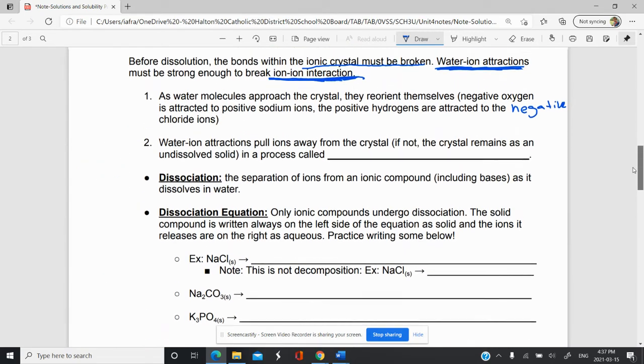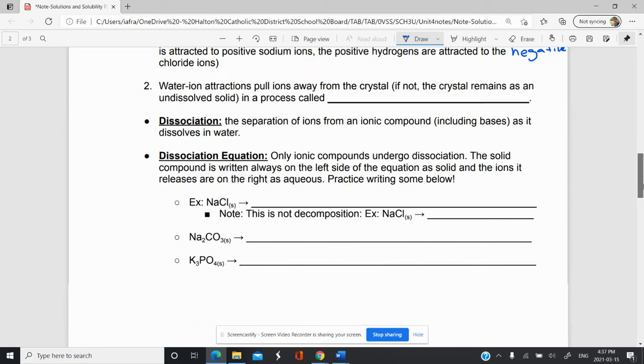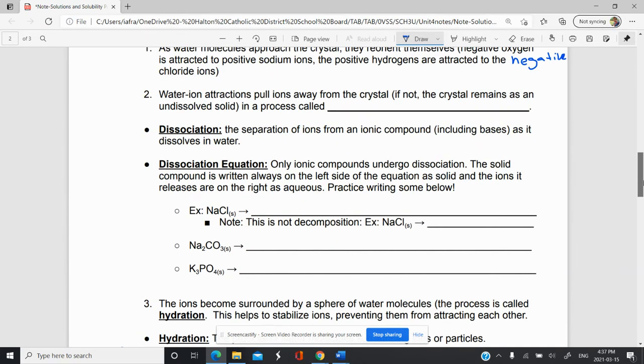And our step two is that the water-ion attraction is going to pull the ions away from the crystal. If that doesn't happen, if the solute attraction is way too strong, then it's going to remain undissolved. But otherwise, essentially what's happening is that the water is going to pull the ions away from the crystal. And that's really step two. And that has a term that is called dissociation. Dissociation. So that's when you separate the ions within an ionic compound.